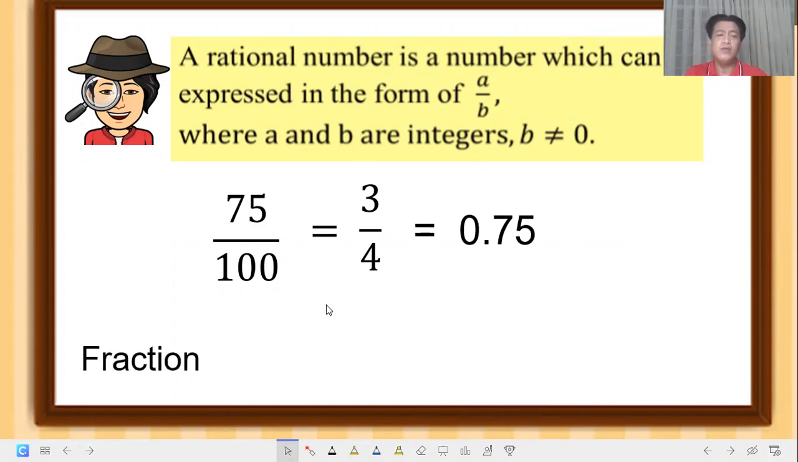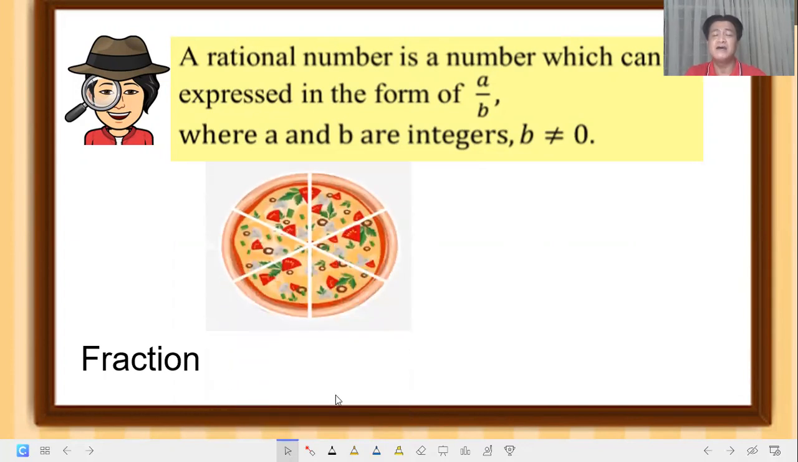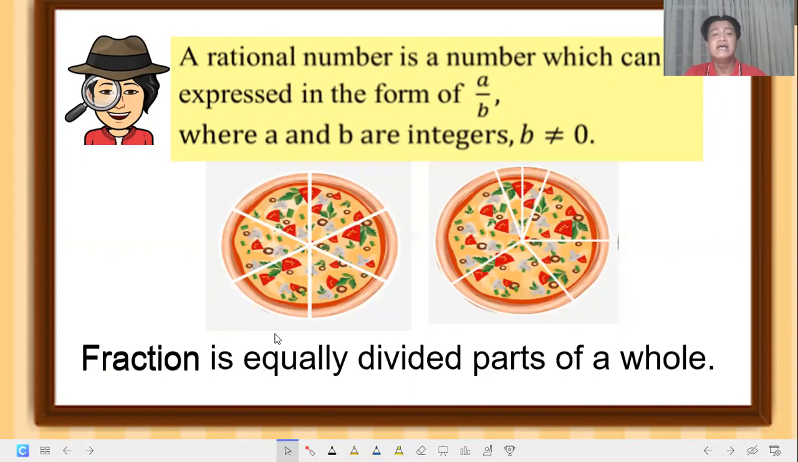Okay, so with that, we are going to focus on how to operate or perform the operations on rational numbers, specifically the fraction. Okay, so I have here an illustration. This is a pizza, right? Okay, so between these pictures, sino yung masasabi natin fraction? Is it first or second? Okay, parehas silang may hati. Kailangan ma-define natin. Pag sinabi natin fraction, it is equally divided parts of a whole. Kailangan masatisfy niya yung salitang equally divided. Kailangan lahat po ng pagkakahati ay pantay-pantay.